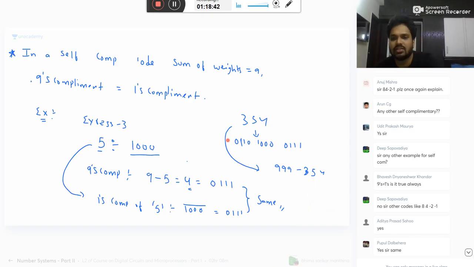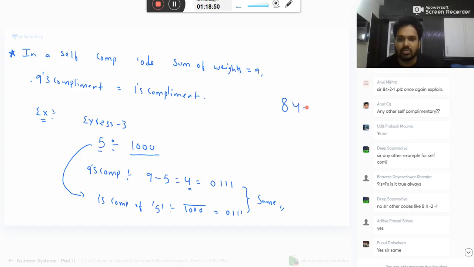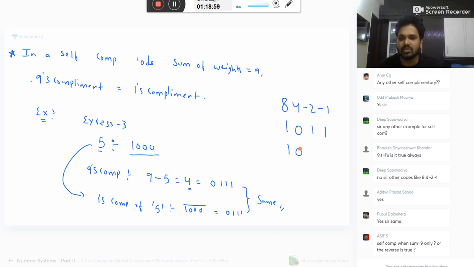Any other doubt, please ask. 84 minus 2 minus 1 is also the same. The weights are negative, that's all. Suppose in 84 minus 2 minus 1, you want 5. 5 is represented as 8 minus 3. 6 is represented as 8 minus 2.